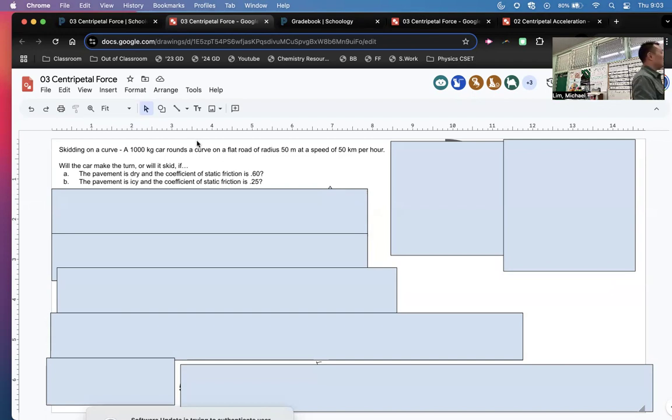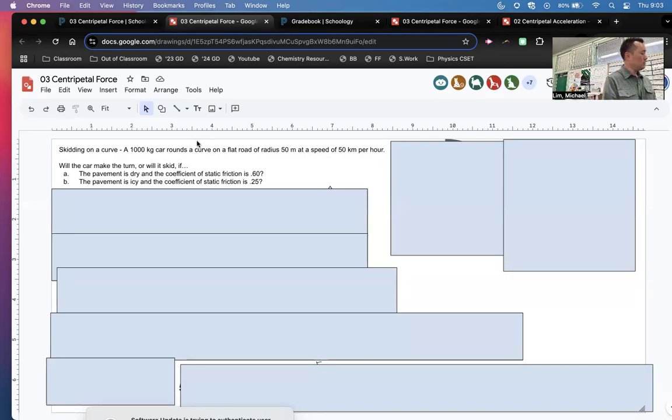So we're gonna watch a short video and then do this problem where if you're driving in a car, how do you know if the car is gonna go off the road when you turn, or is it gonna stay on the road? Okay, physics can help you determine that. But let's watch a very brief explanation on friction.